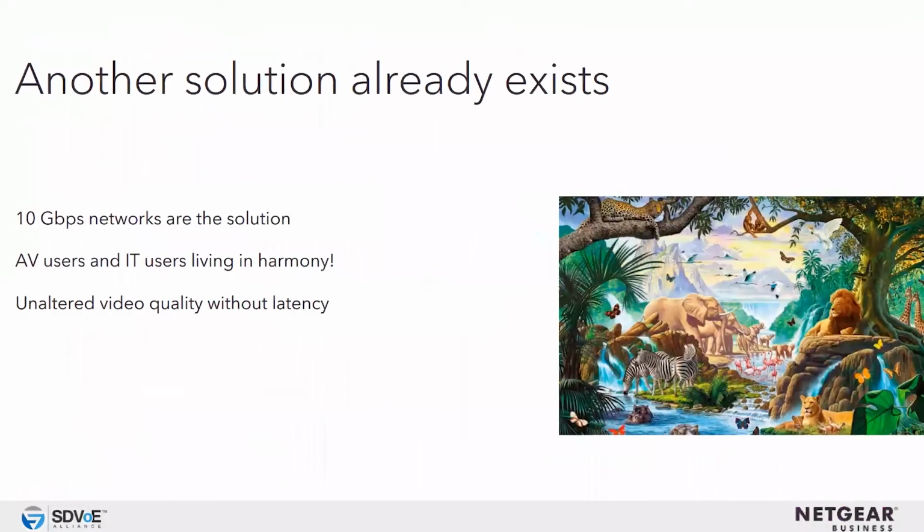So the good news is that there is a solution on the market today. There is one solution called 10 gigabit Ethernet. 10 gigabit per second networks is the solution where AV users and IT users can live in harmony, okay? Why? Because with 10 gig Ethernet, you have enough bandwidth to carry a whole lot of uncompressed or lightly compressed video and still get a lot of bandwidth available for the rest of the network.